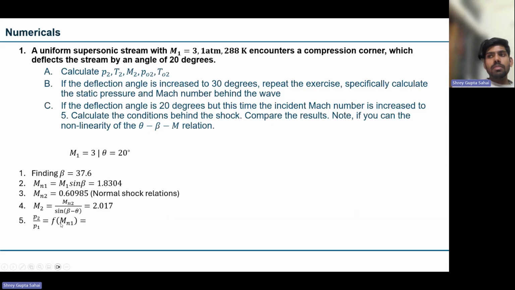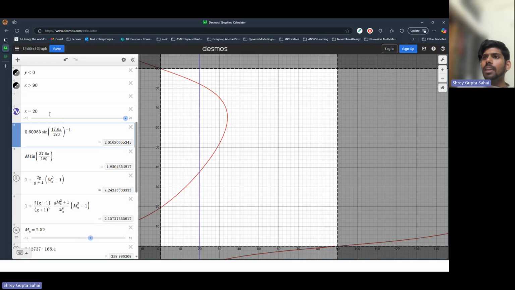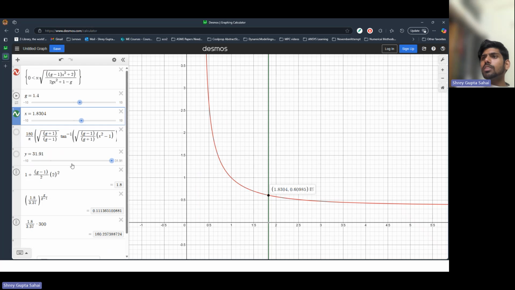So P2 by P1, the point is we will calculate P2 by P1. Again, it will be calculated as a function of Mn1, not M1 or M2 or Mn2. It's Mn1 because we are going to use normal shock relations. Unless you go by a more difficult route, it is better to go through this Mn1 route. Okay, now I have this normal shock relation back here itself.